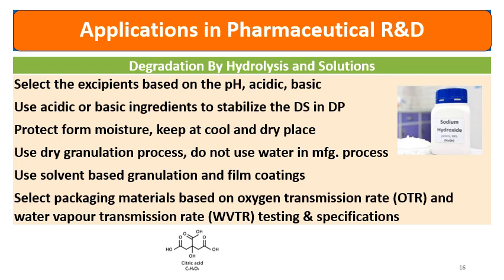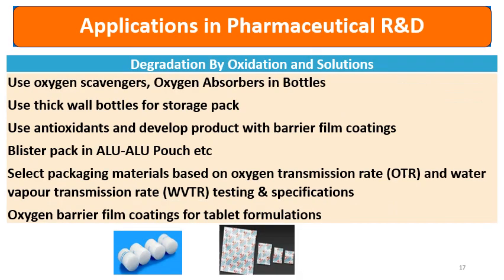Use dry granulation process, do not use water in the manufacturing process as water may cause hydrolysis, and use solvent based granulation and film coatings so that water can be avoided. Then we have to select the packaging materials based on the oxygen transmission rate, that is OTR, and water vapor transmission rate, that is WVTR. So based on this OTR and WVTR testing and specifications, the packaging materials can be finalized.